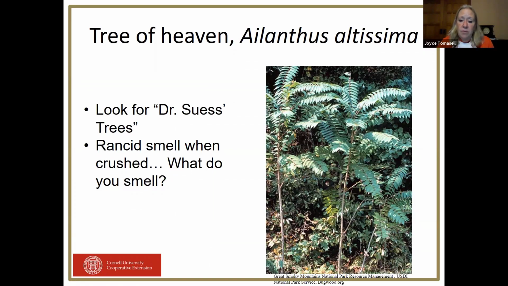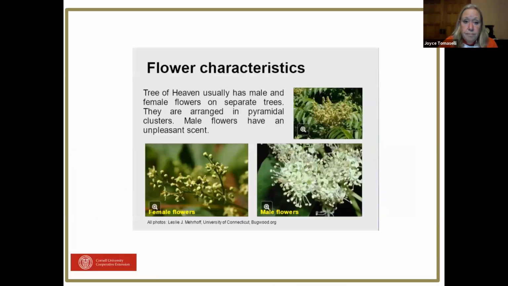And tree of heaven, by the way, not only spreads by seed, but it spreads by its roots sprouting. So wherever you see a big tree of heaven, you see a lot of little goofy Dr. Seuss trees, or the cartoon character, I don't have his name, but you see lots of other little trees next to it. And that's also key for tree of heaven.